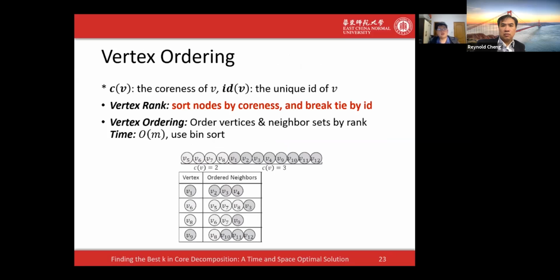Vertex rank is to sort nodes by coreness and break ties by ID. And in vertex ordering, we order all vertices and neighbor sets by rank, like what we do in the figure. And we can do this in O(m) time if we use bin sort.